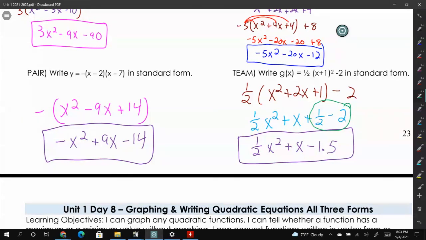So again, I know there was a lot in this video, so if you need to go back and review something, feel free to. But now we've talked about all the forms of a quadratic, and we can now utilize them and see which one we like better and which one is more useful.